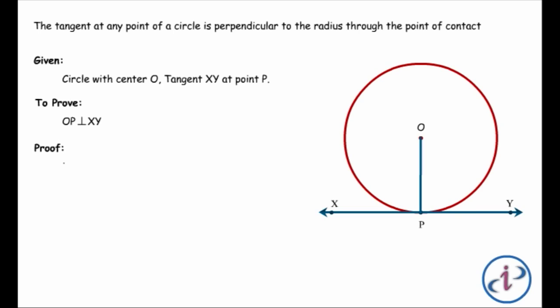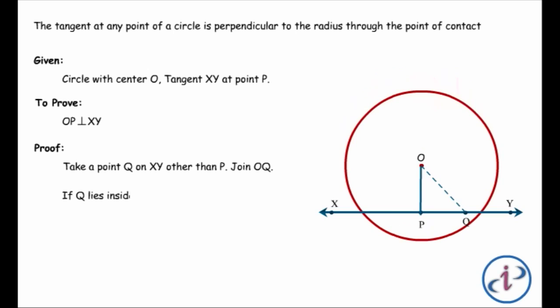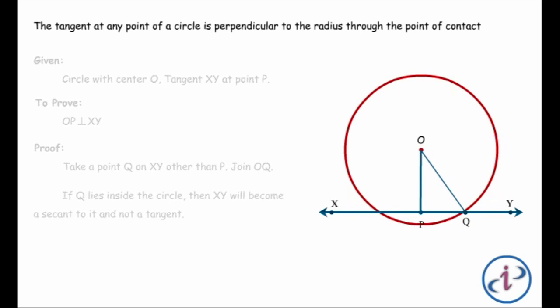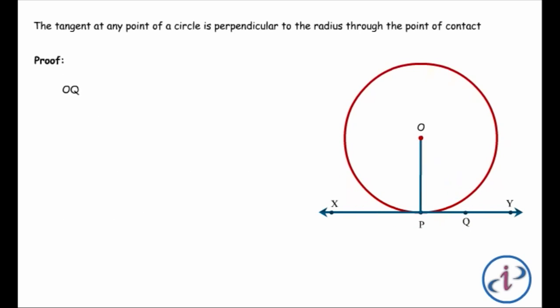Proof. Take a point Q on XY other than P and join OQ. The point Q must lie outside the circle. If the point Q lies inside the circle, then XY will become a secant and not a tangent to the circle. Therefore, OQ is longer than the radius OP of the circle. That is, OQ is greater than OP.